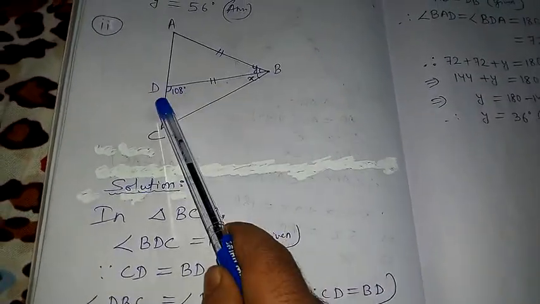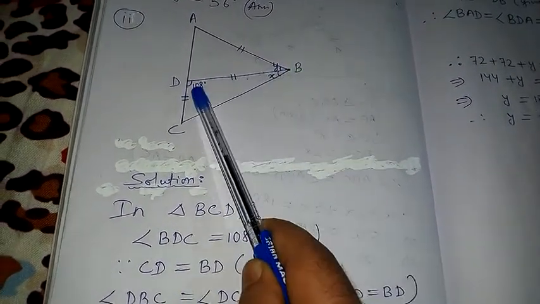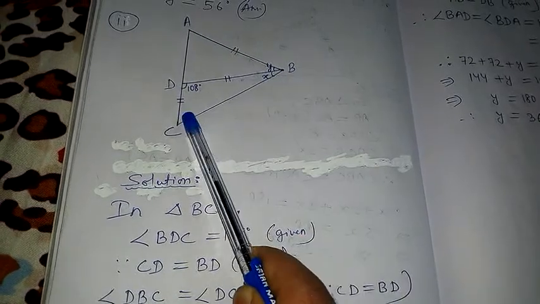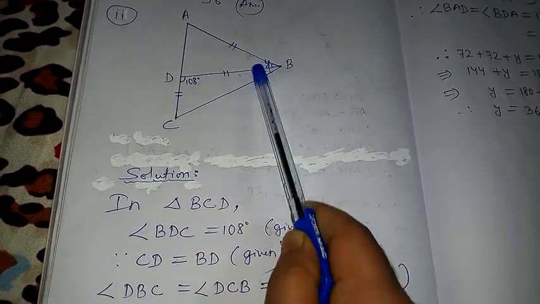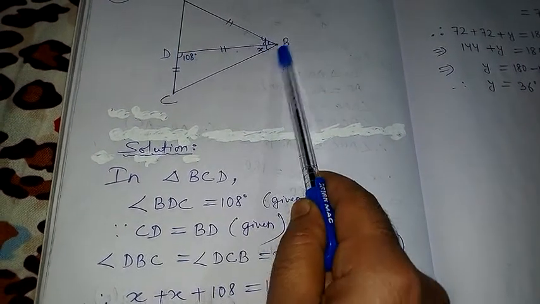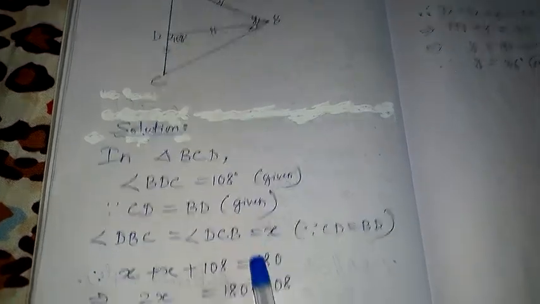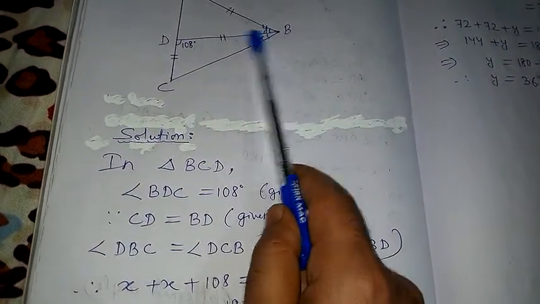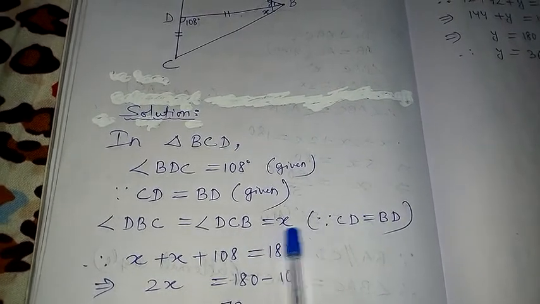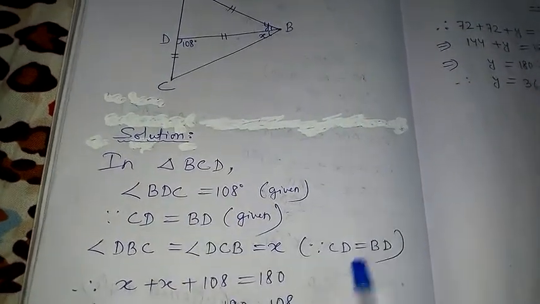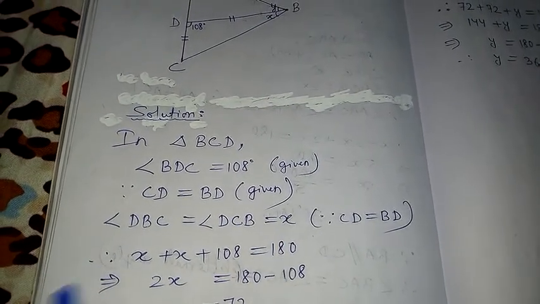That means when these two sides are equal, it will be isosceles triangle. Then angle at the base also will be equal. That means angle C and angle B, that is angle DBC and angle DCB. That means these two angle will be equal, and if it is x, this also will be x. So both of them will be equal and equal to x, because the two sides are equal. CD is equal to BD, so both the angle also will be equal, and both are x.